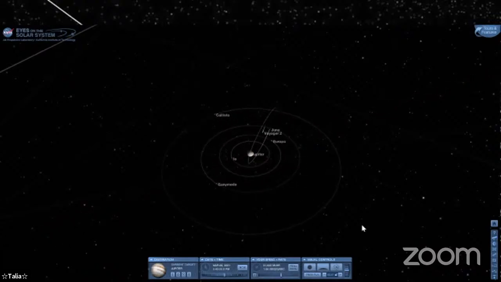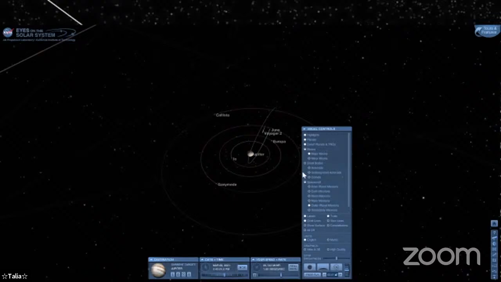You can see some of them here, but Jupiter in total has, I believe, 79 at last count, but that does go up every so often. We're always finding new moons.